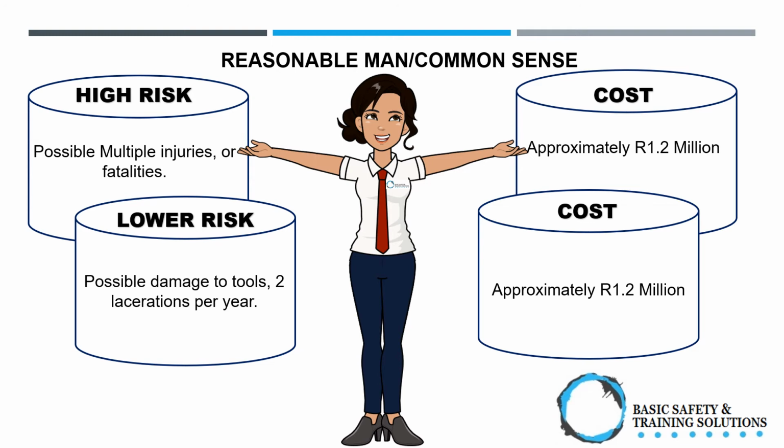The same cannot be said about the possibility of damaging a few replaceable hand tools and treating 2 lacerations annually. One would consider incurring the costs of 1.2 million unreasonable, when the damages that are likely to be incurred may not even amount to 5,000 Rand, including medical costs. So all that should be done must always therefore be reasonably practicable.